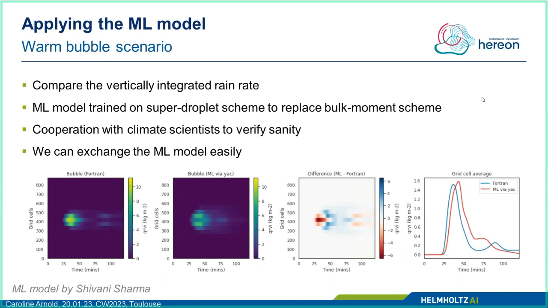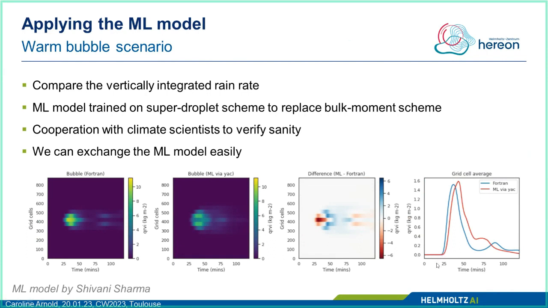We were able to integrate both the embedded Python bridge and the YAC bridge to show that it's actually possible to do machine learning inference from within ICON. So this is just a demo plot using the machine learning model developed by our collaborators at Herion that shows that it rains as well when you start using a neural network.